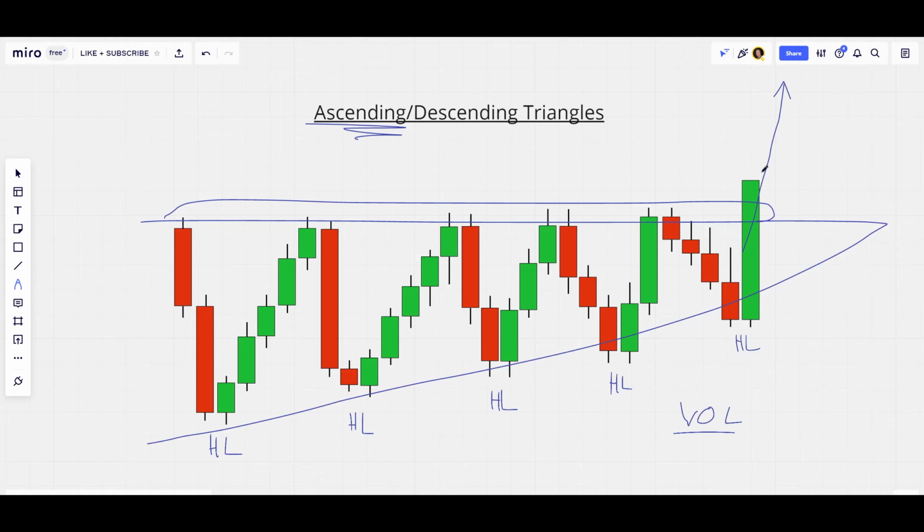But again, there's much more that goes into this than to simply draw a triangle and to assume that if there's a break, it's going to fly to the moon. But overall, I hope this concept helps.